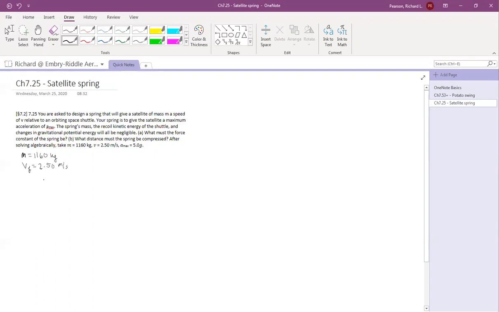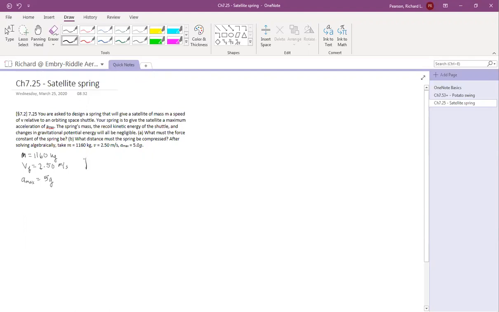And the spring can give a maximum acceleration, so we'll call this A max, and that has a value of 5g, where g is 9.8 meters per second squared. Okay, so those are our givens. The spring's mass, the recoil kinetic energy of the shuttle, and the change in the gravitational potential energy will all be negligible.